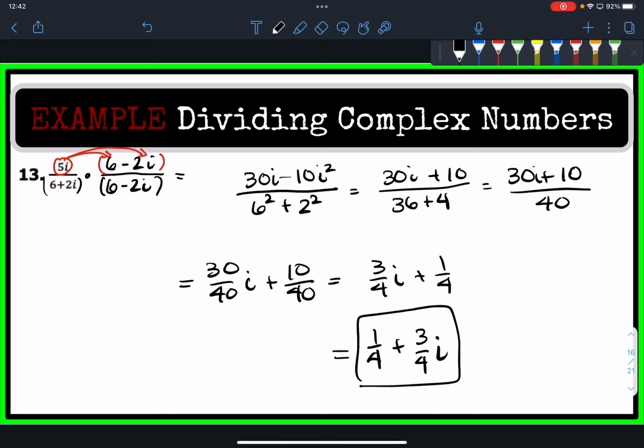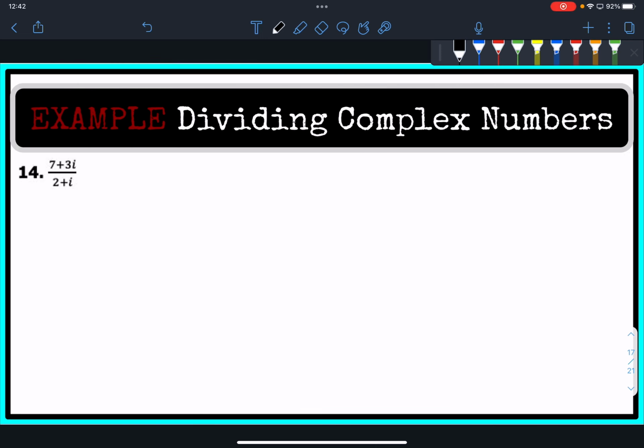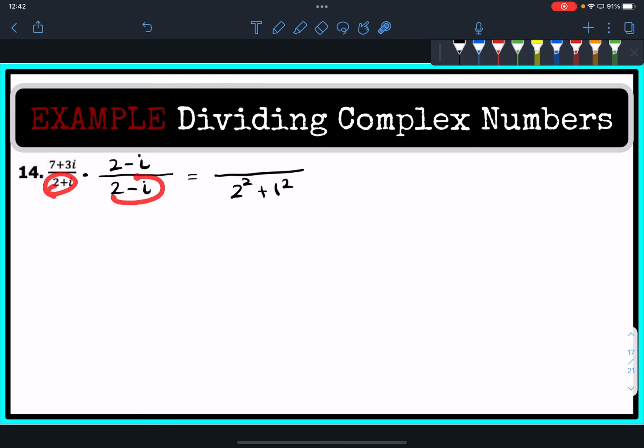Just one last example. Again, using the conjugate. So here again, our i is in the bottom, but because we have a complex number, the strategy for this is to multiply by the conjugate. And the conjugate of 2 plus i is 2 minus i. So for the bottom, we're simply going to get 2 and raise it to the second power and add 1 raised to the second power, since we're multiplying conjugates.